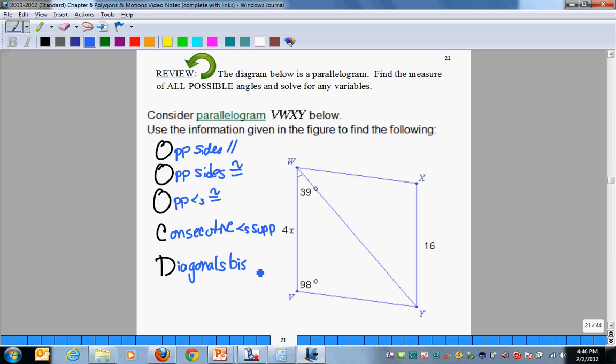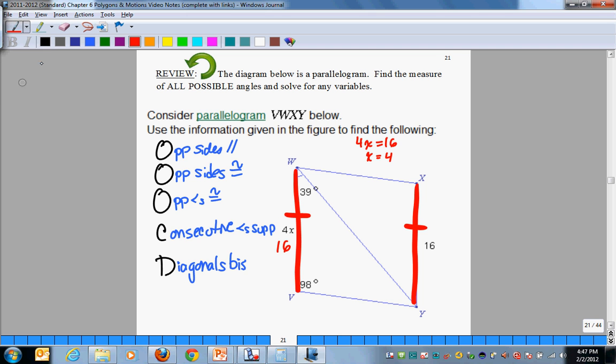Let's start with the easiest. We trace these opposite sides. We know that they are congruent, which means if one side's 16, this other side is 16. So 4x equals 16, x is going to equal 4. Let's see what else we can find.